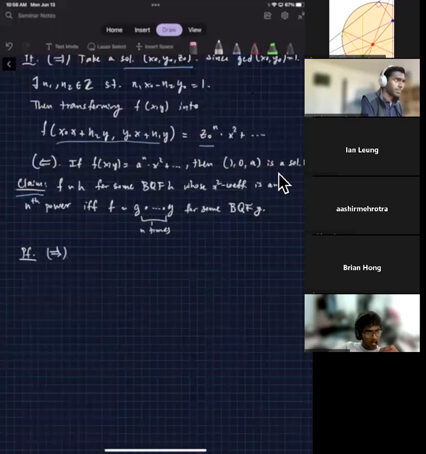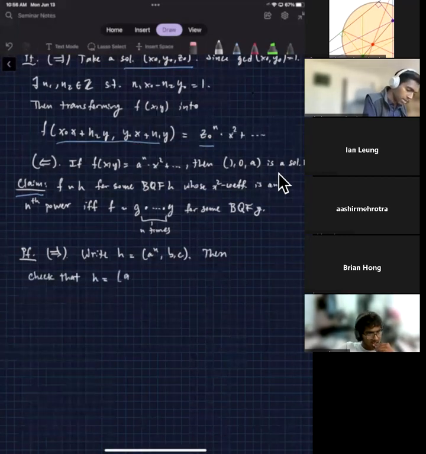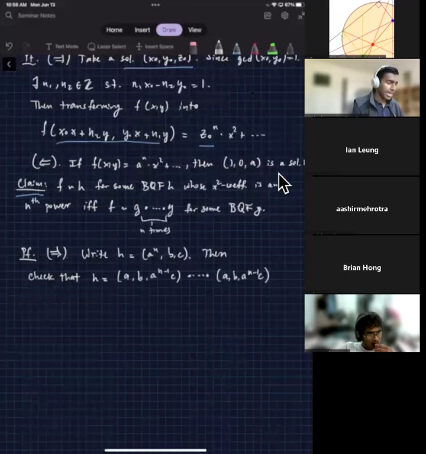So for the forward direction, let's write h as a to the n, b, c. Then you can check that h is equal to a to the n minus 1, b, c composed with itself n times.